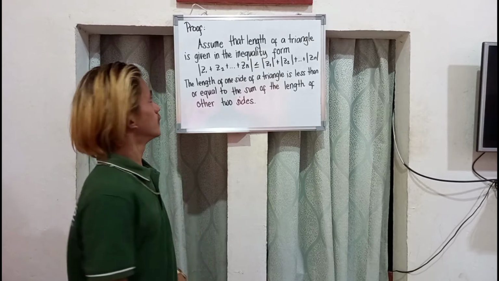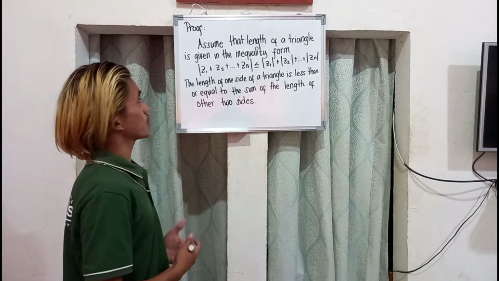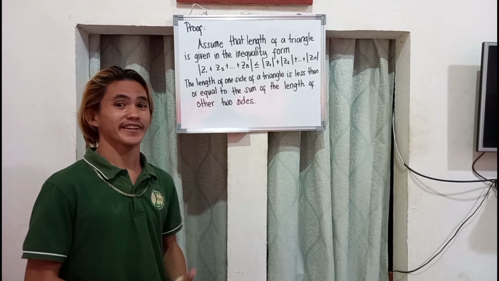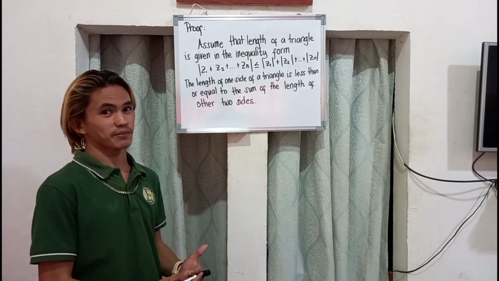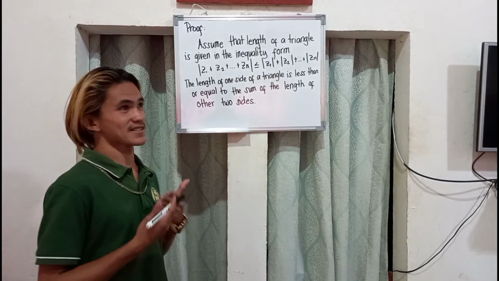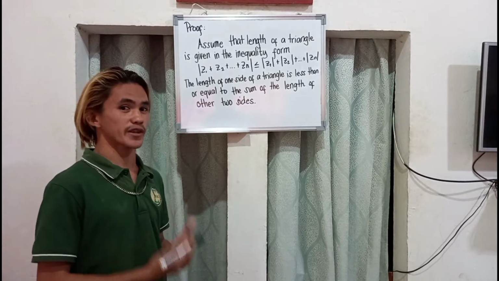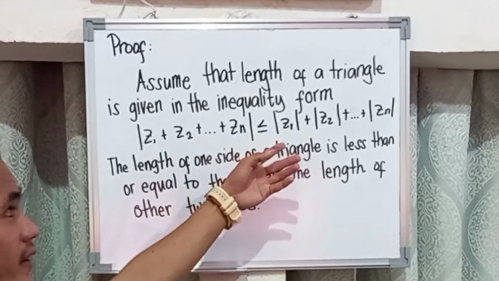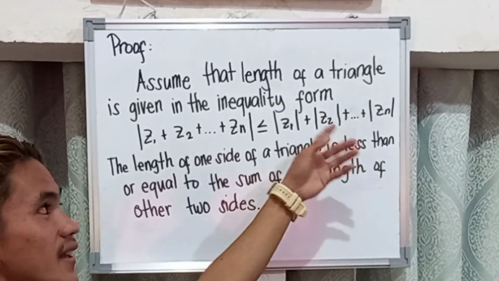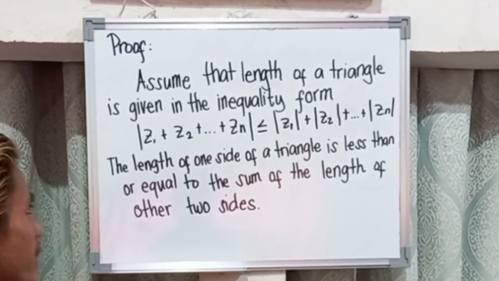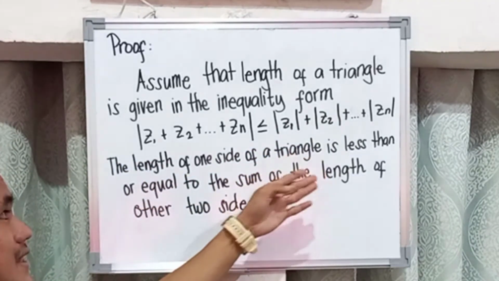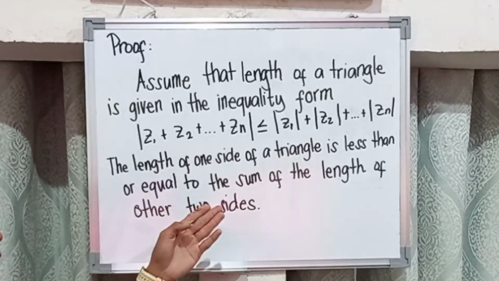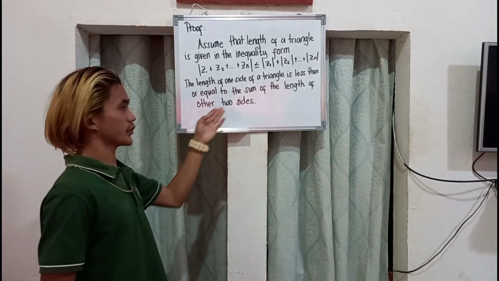So, proof. Assume that the length of a triangle is given in the inequality form: the modulus of z sub 1 plus z sub 2 plus ... plus z sub n is less than or equal to the modulus of z sub 1 plus z sub 2 plus ... plus the modulus of z sub n. So, the length of one side of a triangle is less than or equal to the sum of the lengths of the other two sides.